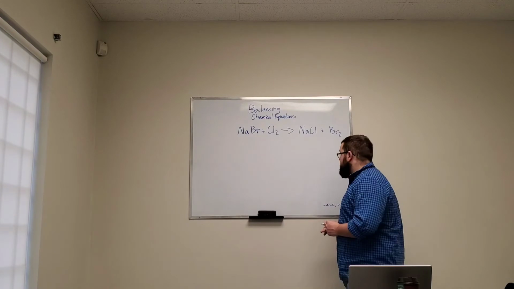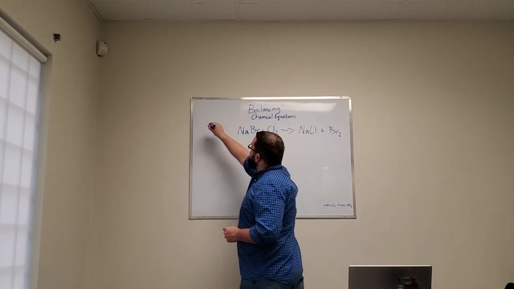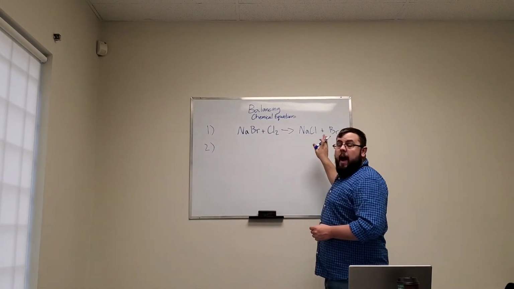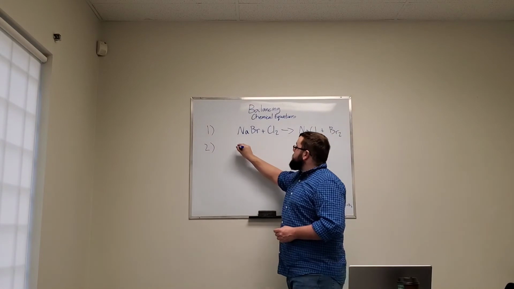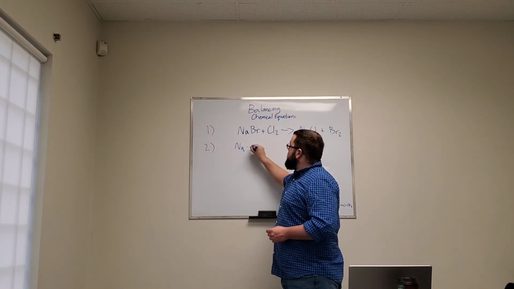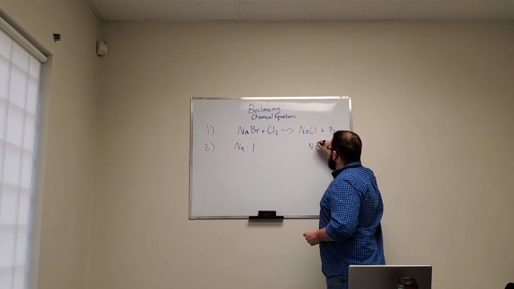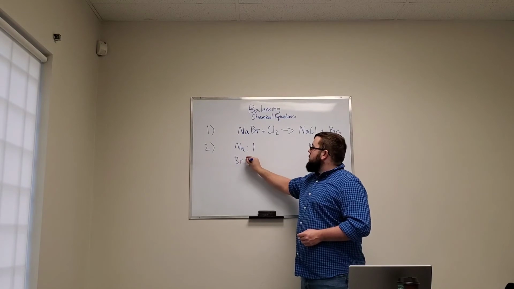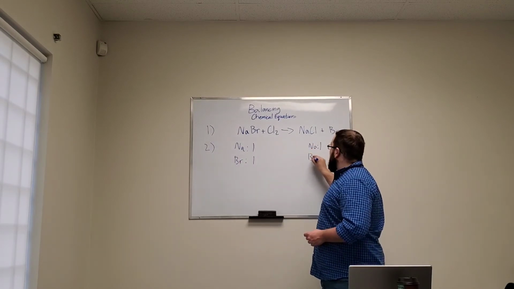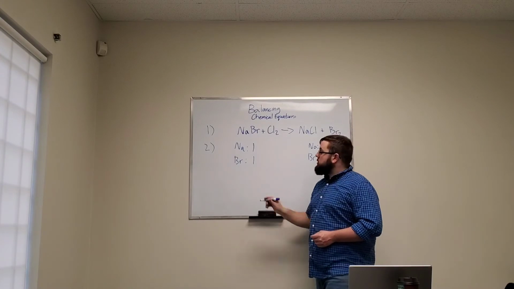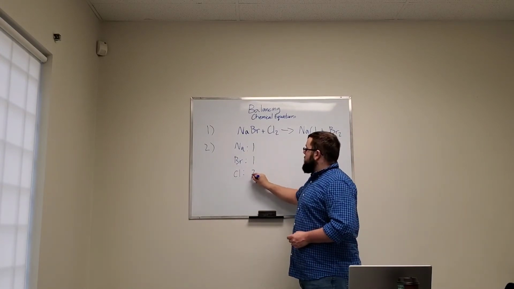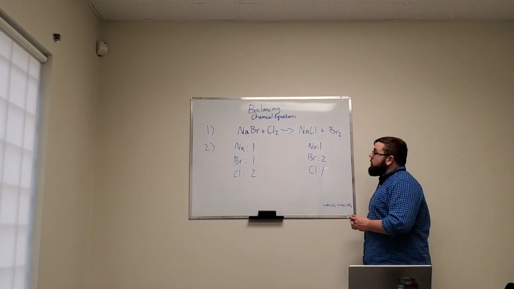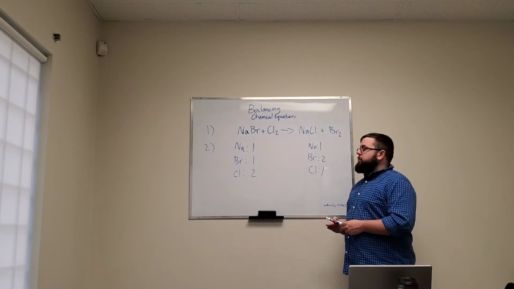Nothing extra. Then step 2, here, I'll even put a 1 here. Step 2 is to count the atoms on both sides. So we start with Na, we have 1. Na, we have 1. Br, we have 1. Br, we have 2. Cl, we have 2. Cl, we have 1. Alright, so Na and Na, those are both fine.